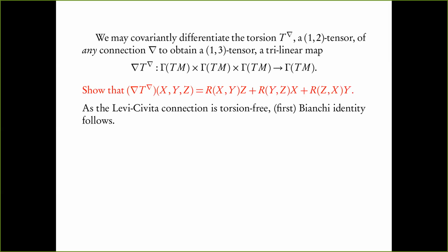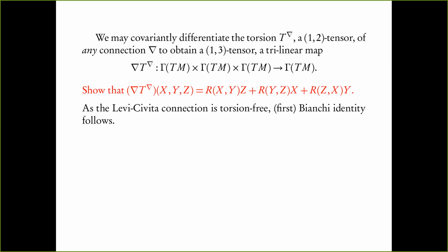So you have a trilinear map, nabla T, that is appropriately tensorial. So this is an exercise, and this is essentially a local computation if you want to do it that way. Show that if I take the covariant derivative of the torsion, what I get is precisely this quantity. This is not that hard to check. You can simply use the Leibniz rule and you can show that this is true.